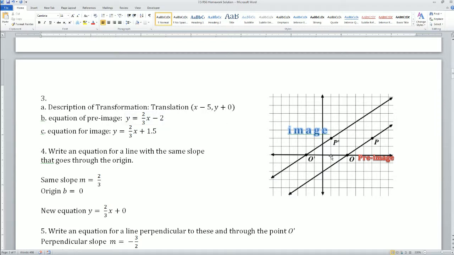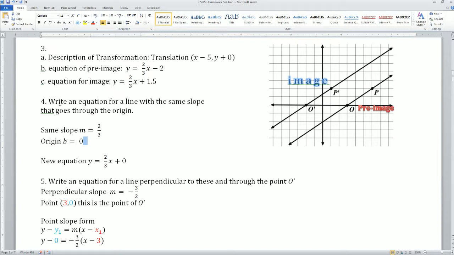The pre-image here is y equals 2 over 3x minus 2. The minus 2 is the y-intercept right here. The slope is 2 over 3. 2 is the change in y, and 3 is the change in x. Next, the equation for the image. The slope remains the same, up 2, to the right 3, but the y-intercept is changed. It's like 1.5-ish. Next, it says write an equation for a line with the same slope that goes through the origin.